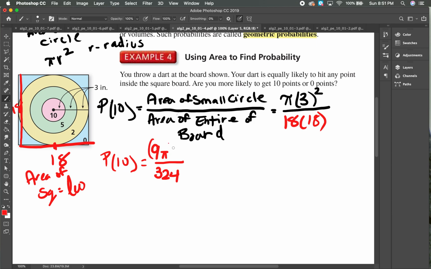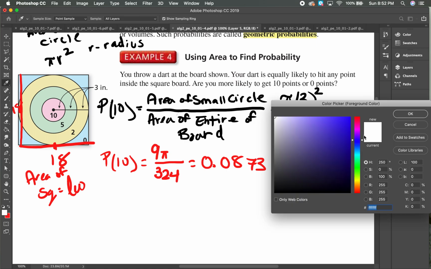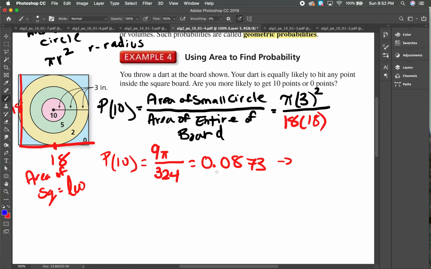Then I plug this into my calculator and I want to make sure that the top is in parentheses. And then I get 0.0873. Personally, I like to look at percentages a little bit better. So moving this decimal to the right 2 places, we get 8.7%. So I have an 8.7% chance of landing on the 10 circle.